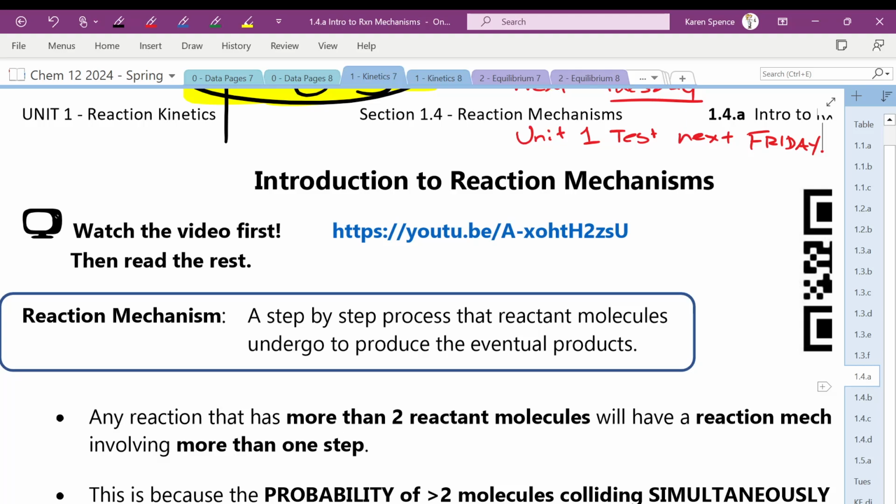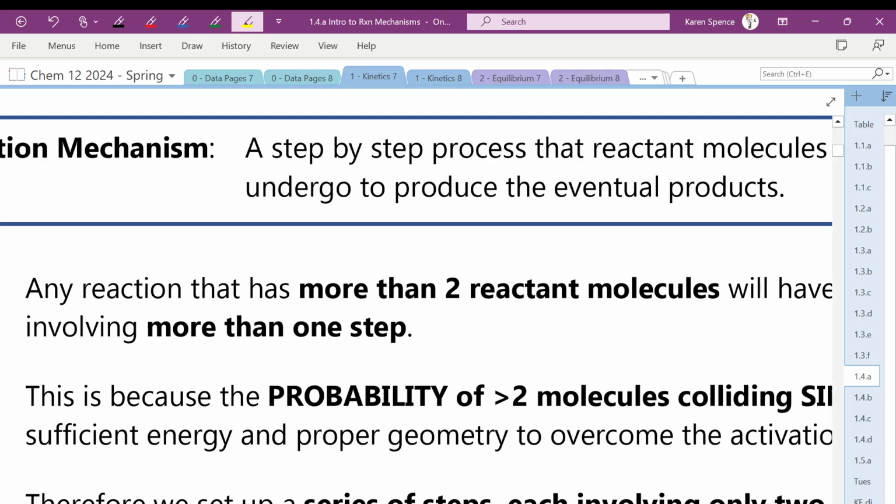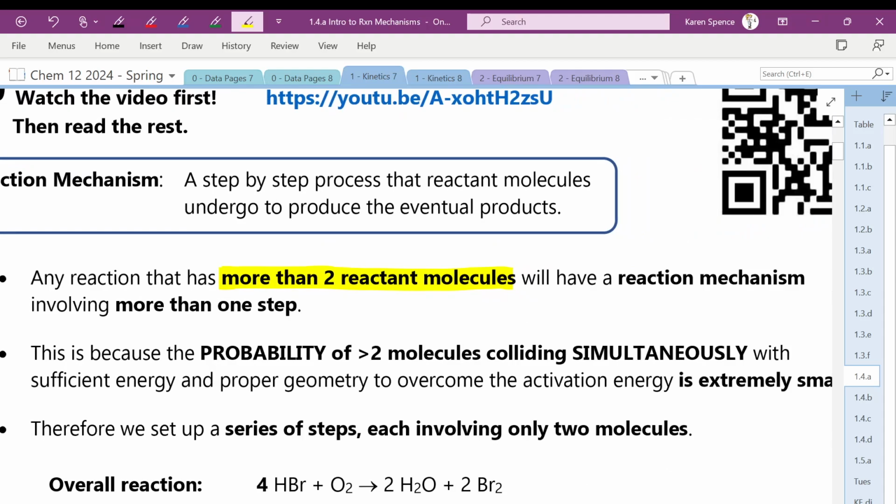Very low, yes? And what if I had a fourth particle and it had to collide exactly like that? Even lower. So every time I add a particle, the probability of the correct orientation, and you'd have to have sufficient energy, goes down, and it goes down quite a lot. So any reaction that has more than 2 reactant molecules will have a reaction mechanism involving more than 1 step.